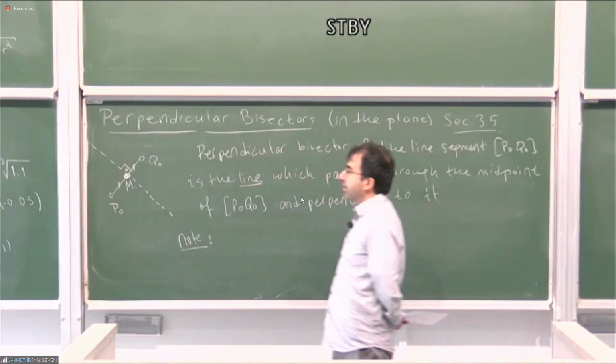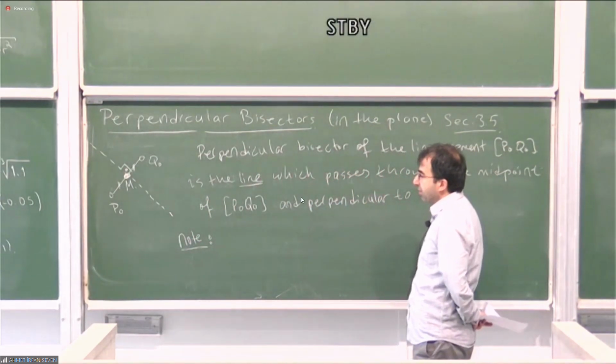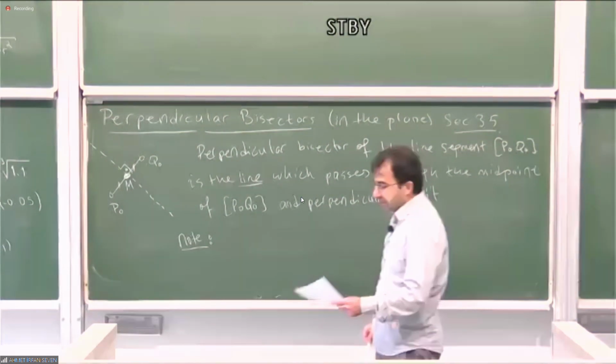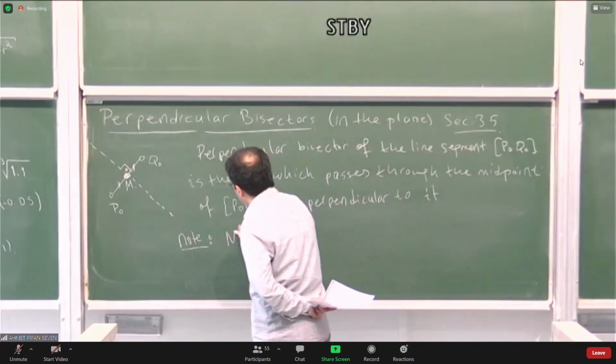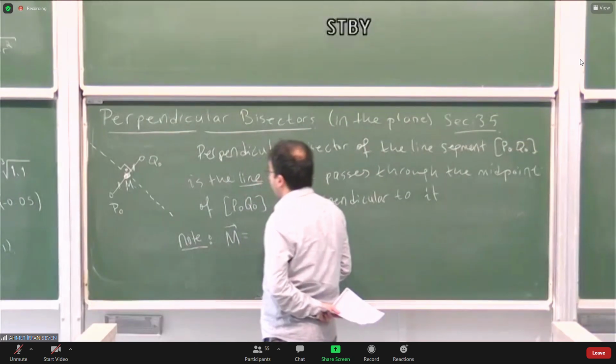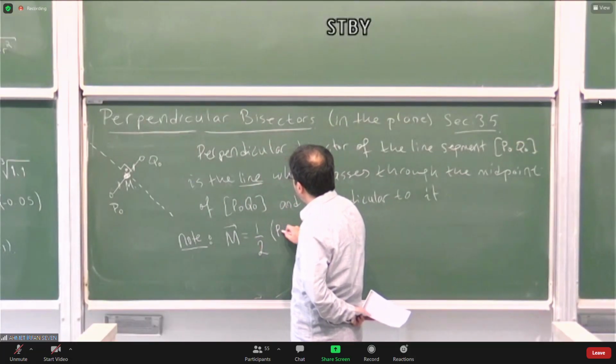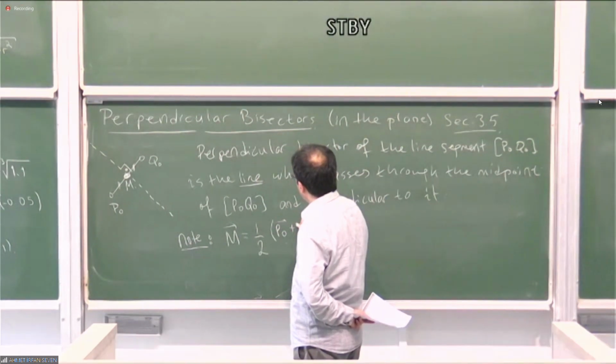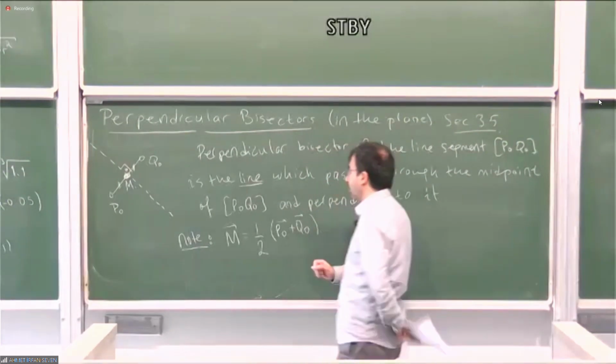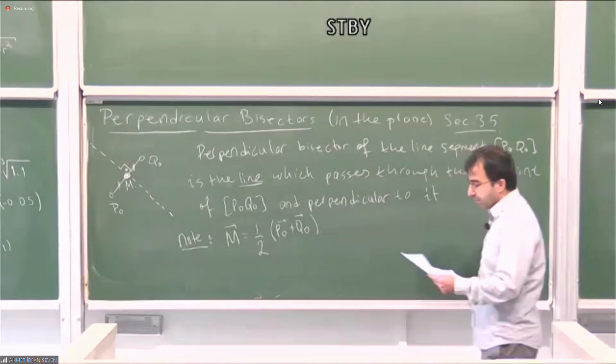Well, M is the midpoint of this line segment, P0, Q0. So it will be the average of these points, right? So the vector M will be equal to 1/2 (P0 plus Q0). This is the first thing.